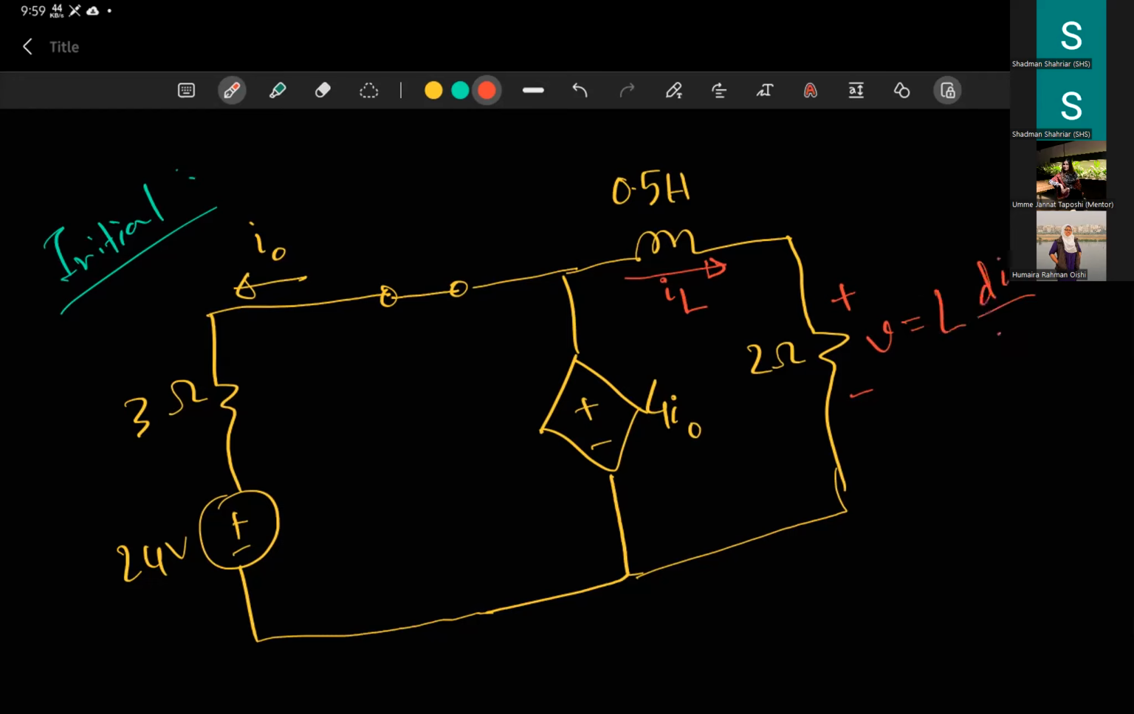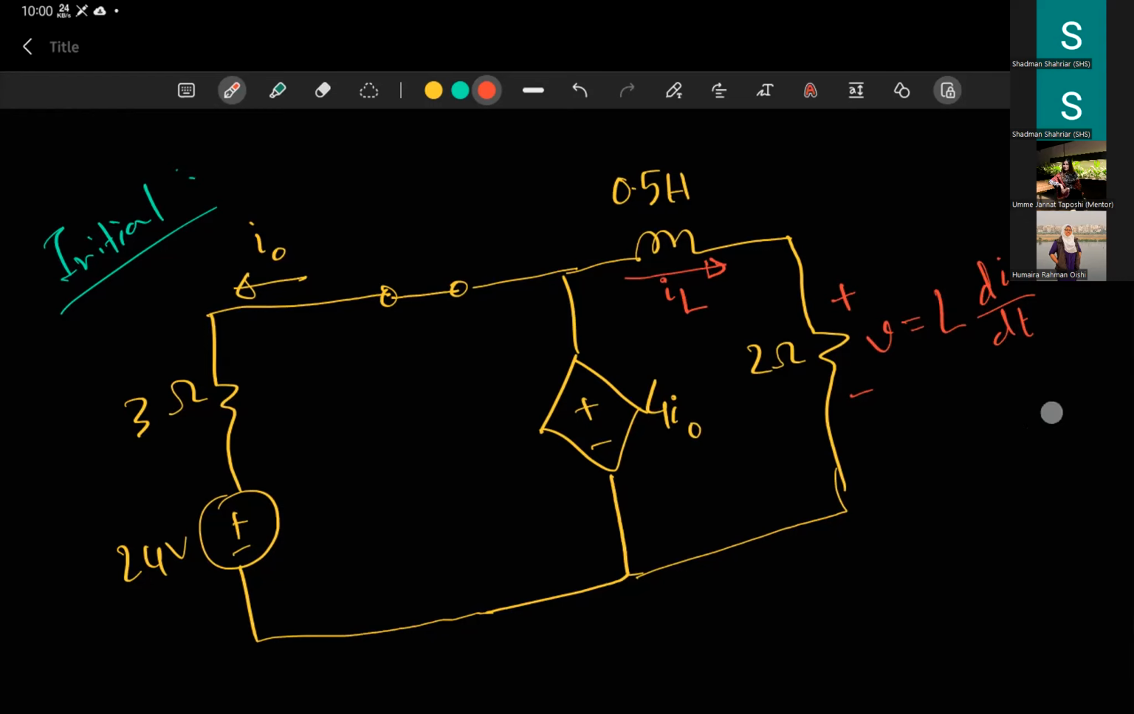Okay, let me tell you something. What is this equation of? Sir, this is the equation of an inductor, right? Yes, sir. Is this an inductor? No, this is not. Sorry, sir. This is for the resistor. So it should be V equals I times R.